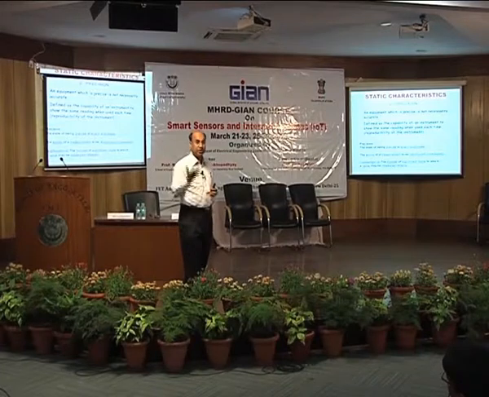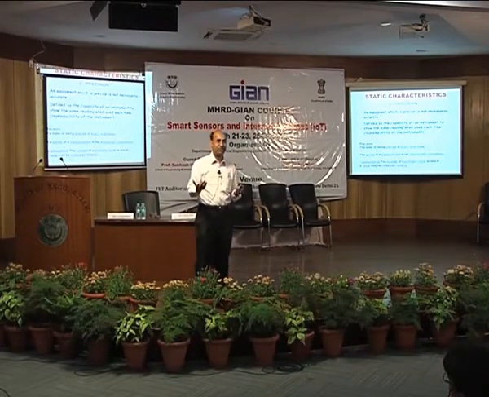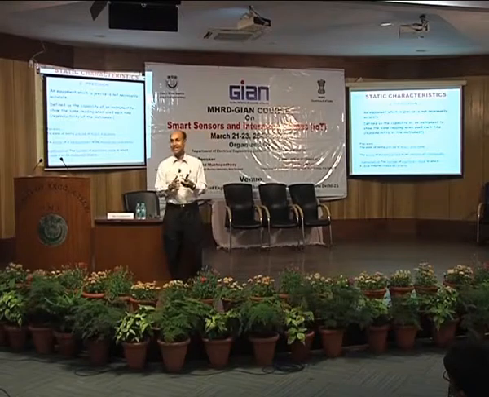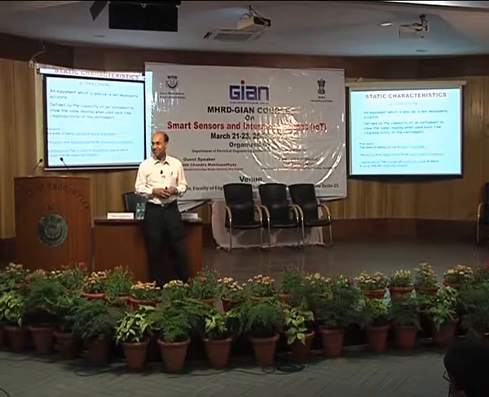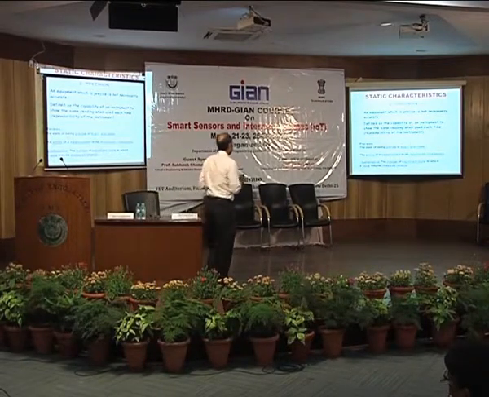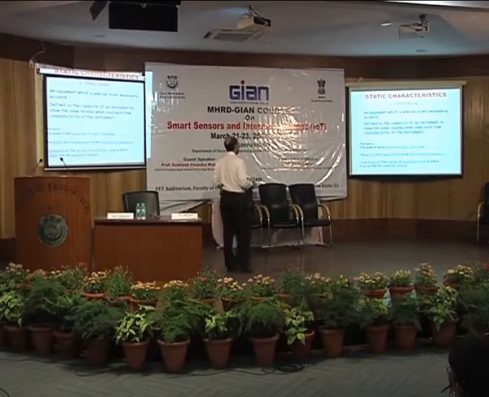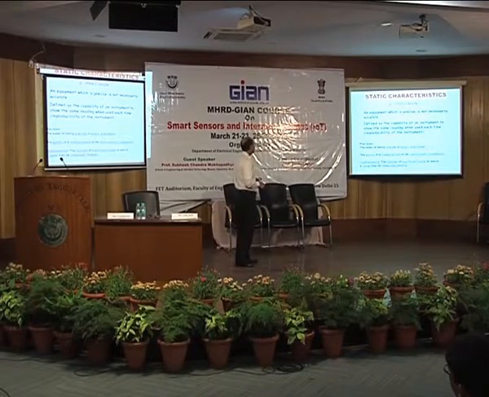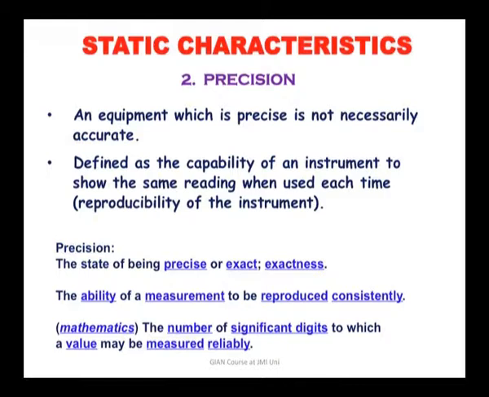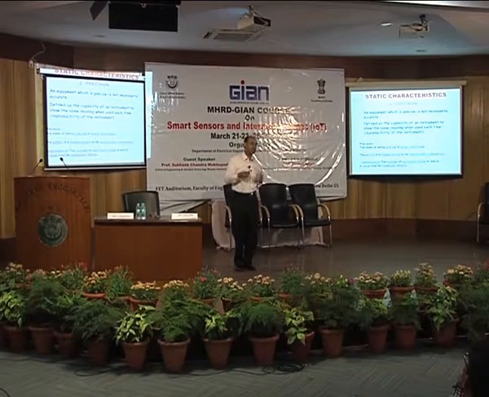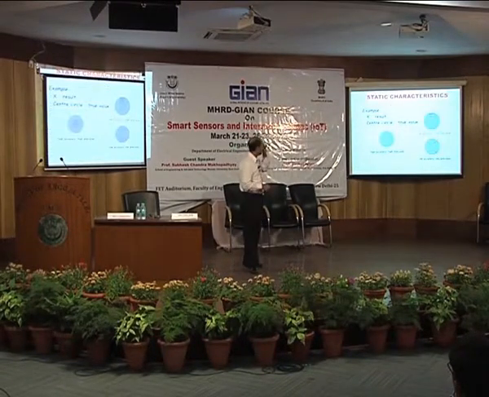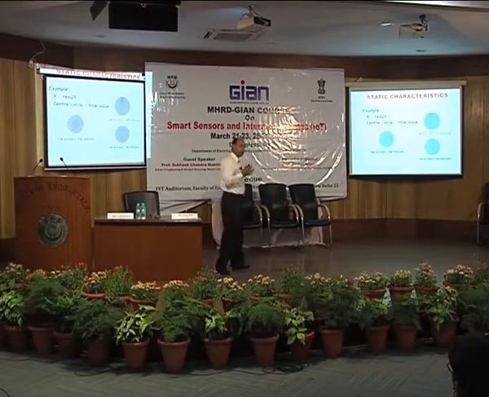So that's really important. If you want to do statistical analysis, you have to do it many times, because you do not get the same result every time. If you get it, you can be lucky, but in general you don't. If you look up the dictionary definition of precision, it is the state of being precise or exact. Okay? So the ability of a measurement to be reproduced consistently. So you get a consistent result. So that's the precision.